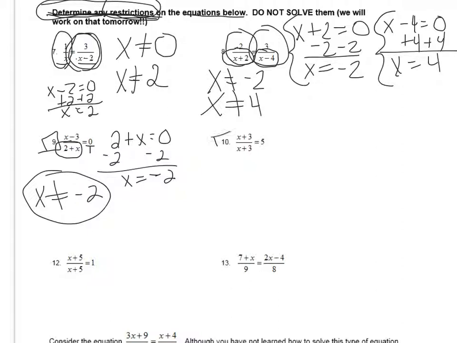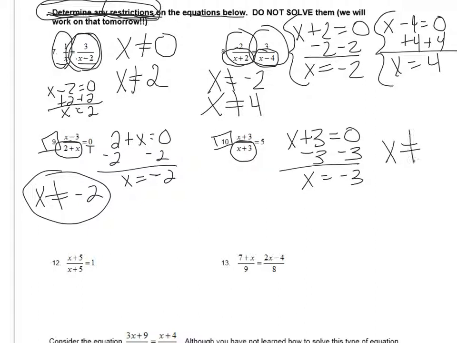In number 10, the only denominator we have to worry about is this one. If it's set equal to 0 and solved, you see x equals negative 3. So negative 3 is the value of x that makes this expression undefined. Again, since we're being asked to determine the restrictions, we write our answer this way. X cannot be negative 3.